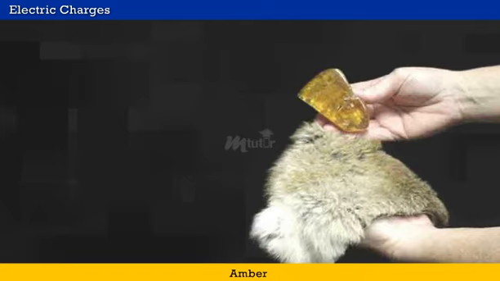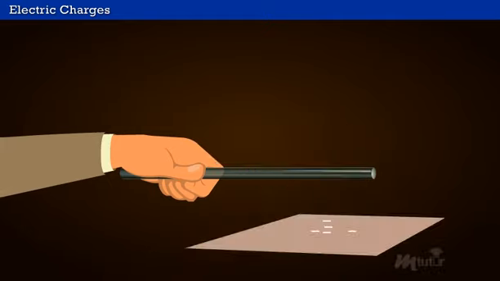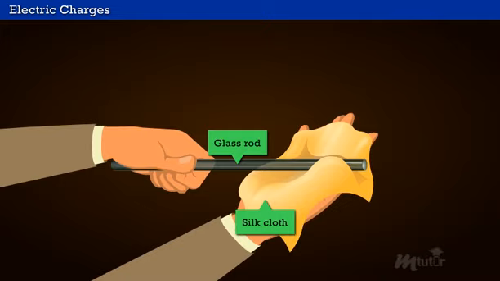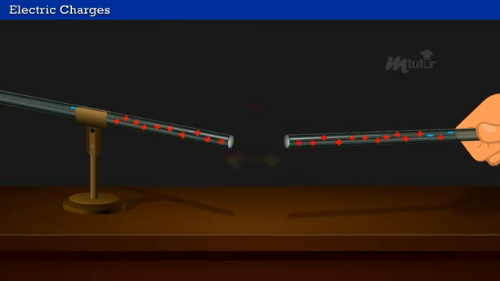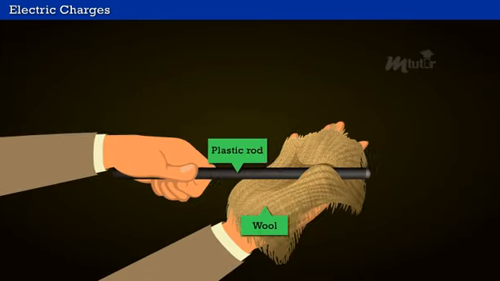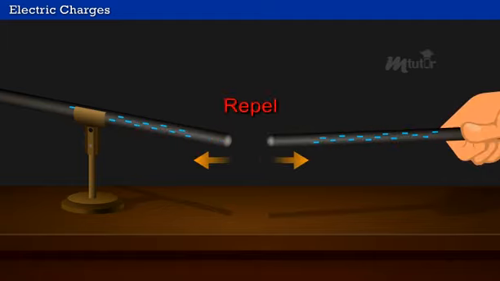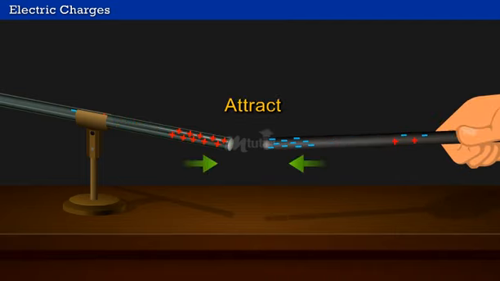Later people found that not only amber, but even a glass rod rubbed with a silk cloth attracted pieces of paper. It was observed that, if two glass rods rubbed with silk cloth are brought close to each other, they repelled each other. Similarly, if two plastic rods rubbed with wool are brought close to each other, they repelled each other. But if the glass rod is brought near the plastic rod, they attracted each other.